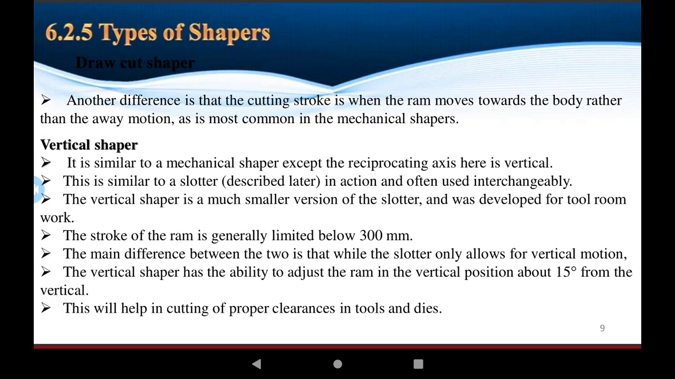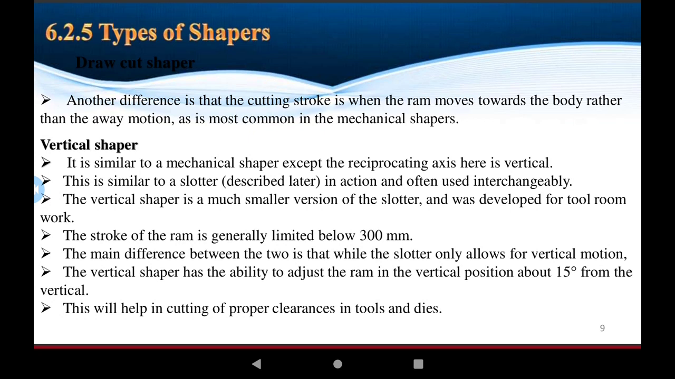The vertical swiper has the ability to adjust the ram in the vertical position by about 15 degrees from the vertical motion. This machine is used for the mechanism working vertically, and cuts the metal moving from the vertical position.